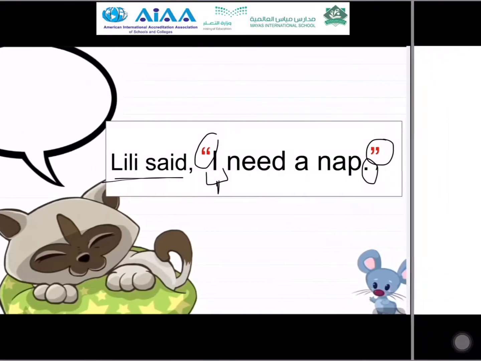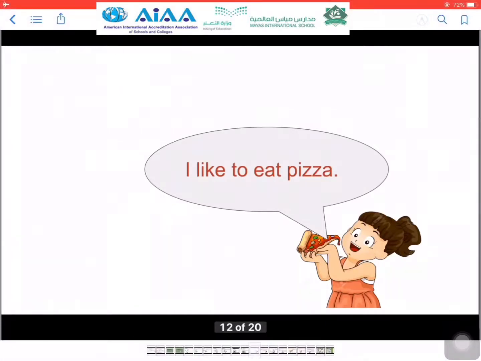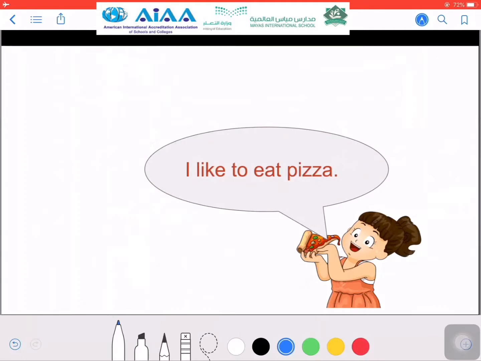Inside the quotation marks. Here, this girl said, "I love pizza." Let's see how we will write the quotation. So, of course, we will come and write quotation and quotation. Okay? Remember, inside the quotation, we have a capital letter at the beginning and a punctuation mark at the end. If it's a question, we will write a question mark. If it's exclamatory, we will write an exclamation mark.